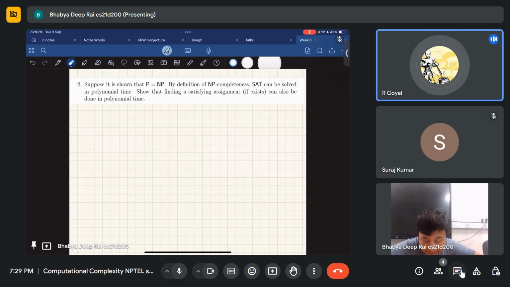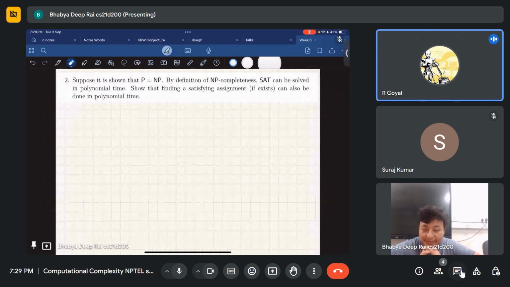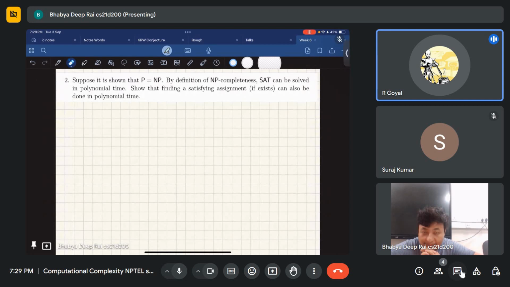So non-determinism probably would be able to generate such an assignment, and won't take more than a polynomial amount of time. This is the assumption, because we are working with a very, very powerful machine and it is non-deterministic and won't be taking exponential time to generate a right guess. At the most, it can take polynomial time, and verification further would require polynomial time. So therefore, yes, finding a satisfying assignment can also be done.